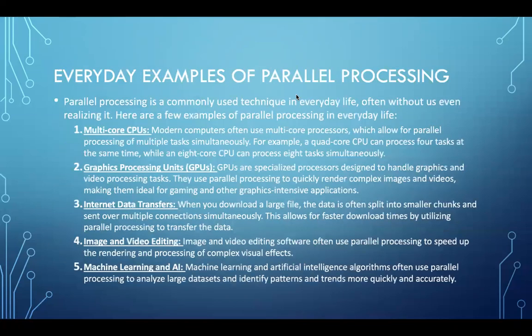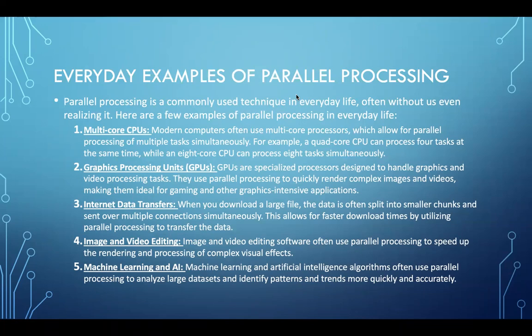Here are some everyday examples of parallel processing. Multi-core CPUs. Modern computers often use multi-core processors, which allow for parallel processing of multiple tasks simultaneously. For example, a quad-core CPU can process 4 tasks at the same time, while an 8-core CPU can process 8 tasks simultaneously.